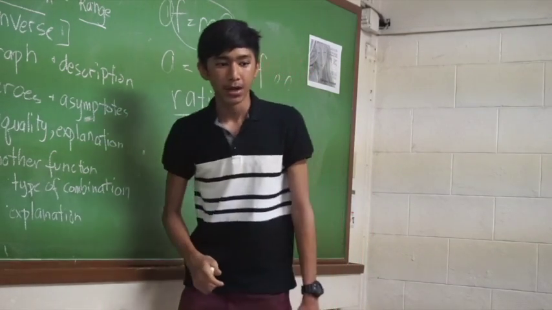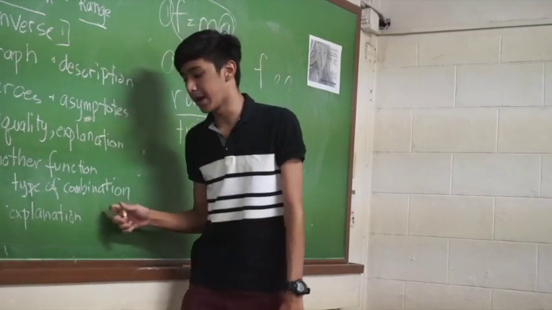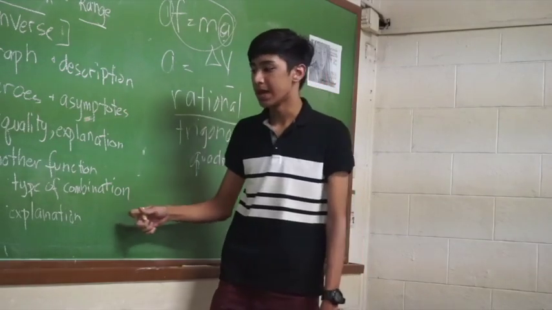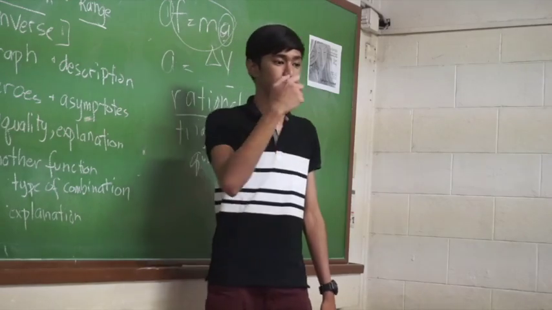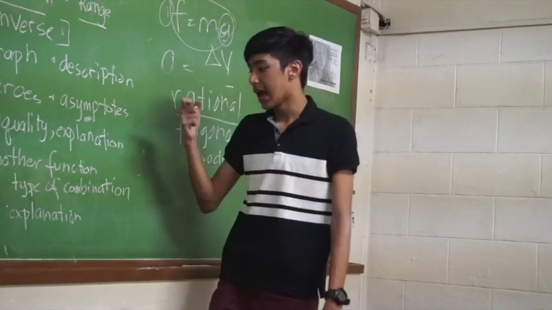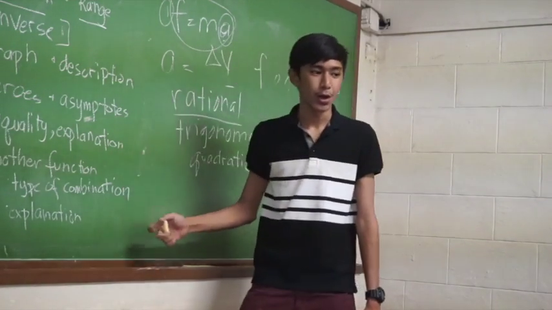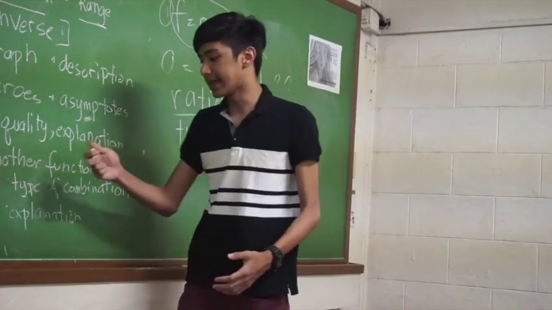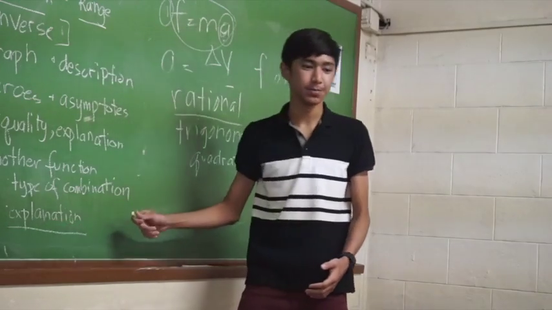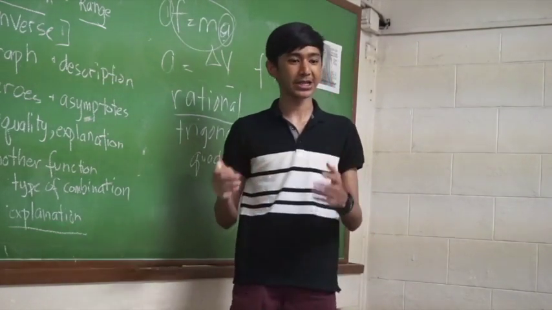And finally, you should be performing a combination with another function. That is, think of another function that could go well with the function you're discussing, and then apply a type of combination to it, which is addition, subtraction, multiplication, division, or composition, and then explain to me what the result is. Okay? That's all.